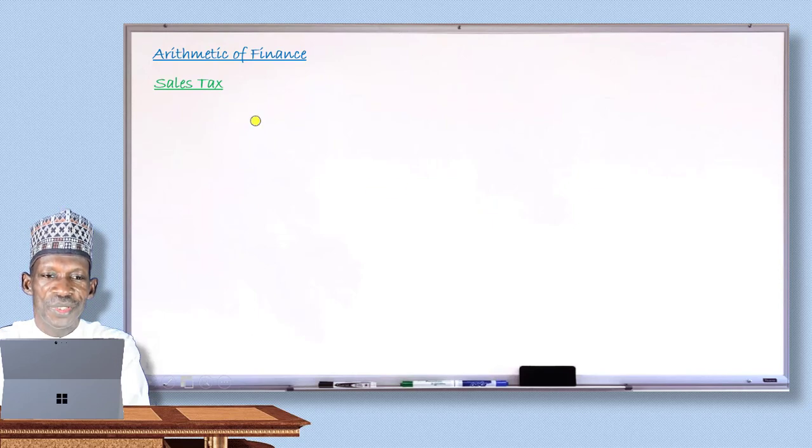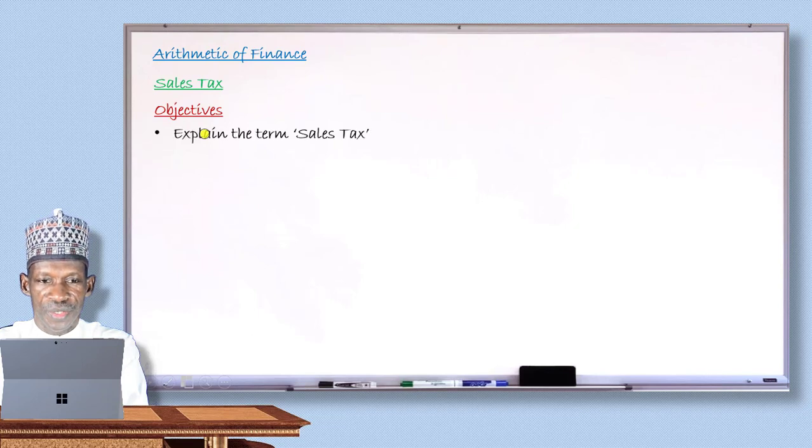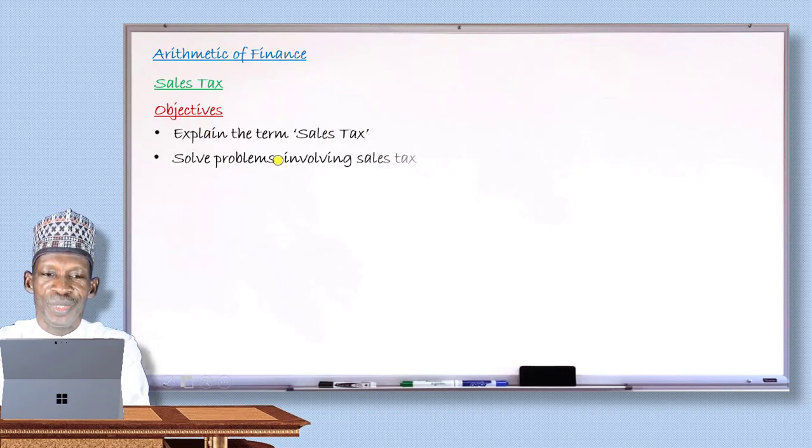Today, in continuation with your main topic, that is arithmetic of finance, what we are going to discuss is sales tax. So let's begin. After completing today's lesson, you will be able to explain the term sales tax, and number two, solve problems involving sales tax. These are the two things I hope you will be able to do after completing the lesson today.